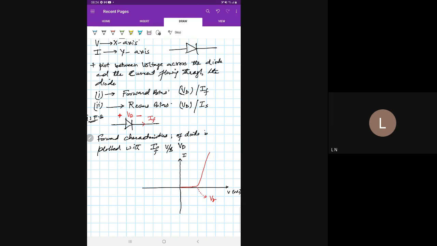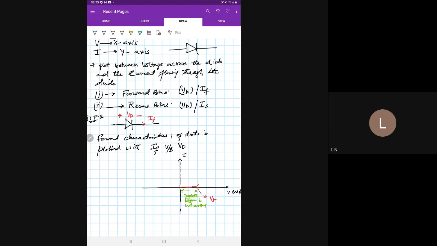So this region is basically from this point to this point. The depletion region is not crossed. That is why the current will be very small. But once the cut-in voltage has been achieved by the charge carriers, there will be large current. The current will now flow exponentially.